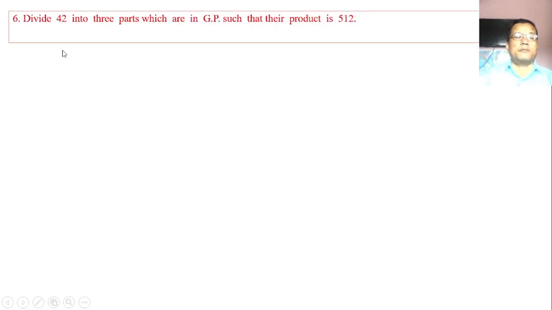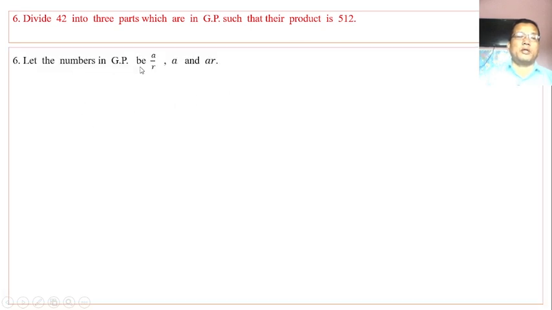Question number 6. Divide 42 into 3 parts which are in GP such that their product is 512. Let the numbers in GP be a by r, a, ar, taken in this order. Then the sum is 42, this is equation 1, and the product is 512.